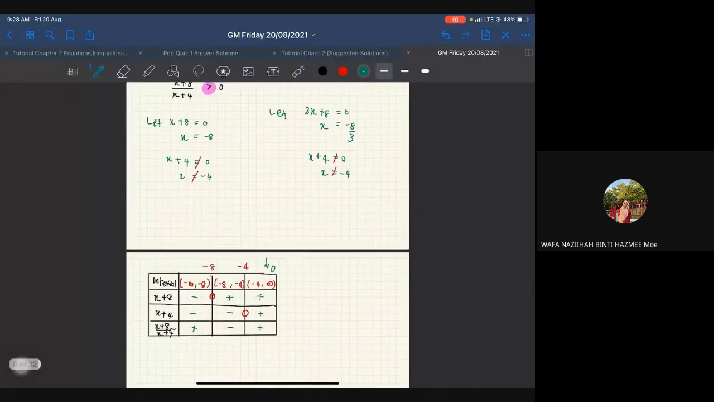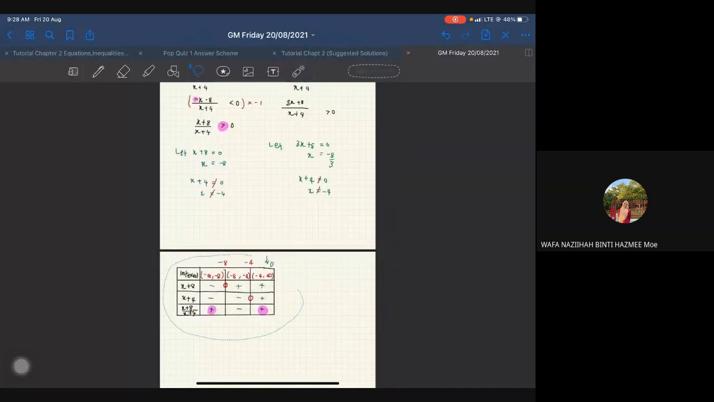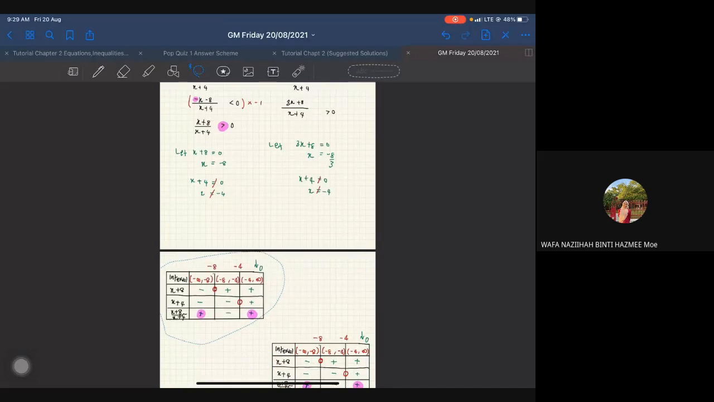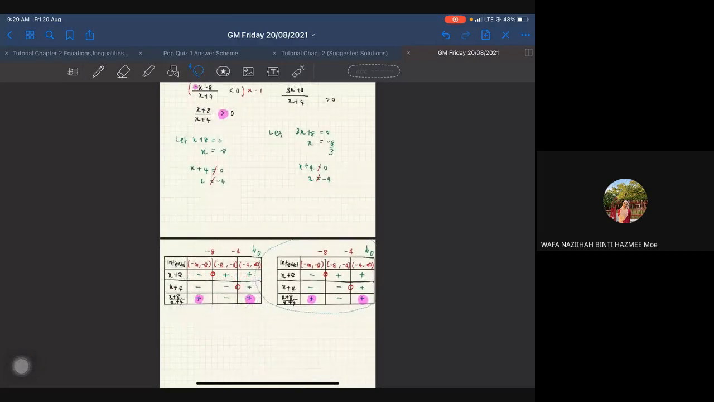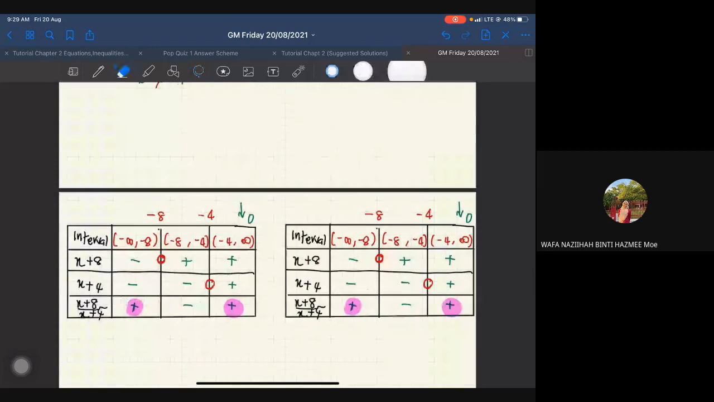So sekejap saya copy je balik this one. Copy. Paste. Sebentar ya, tak muat pula. Sana sikit. Ini dekat atas. Okay, so sekejap saya padam balik. This one. Kalau ada soalan tanya terus tau.